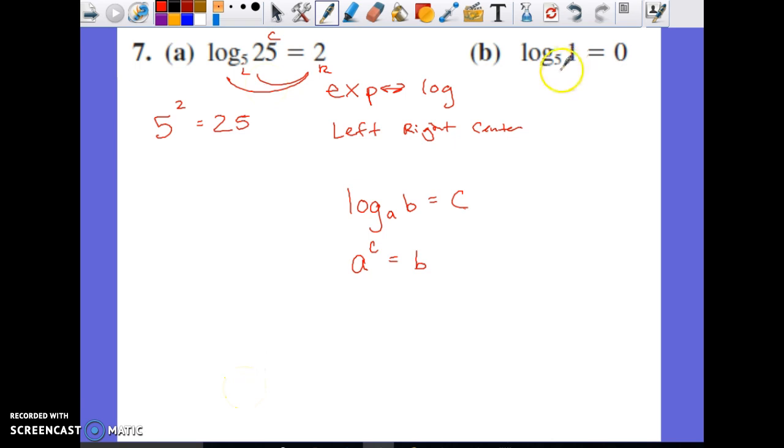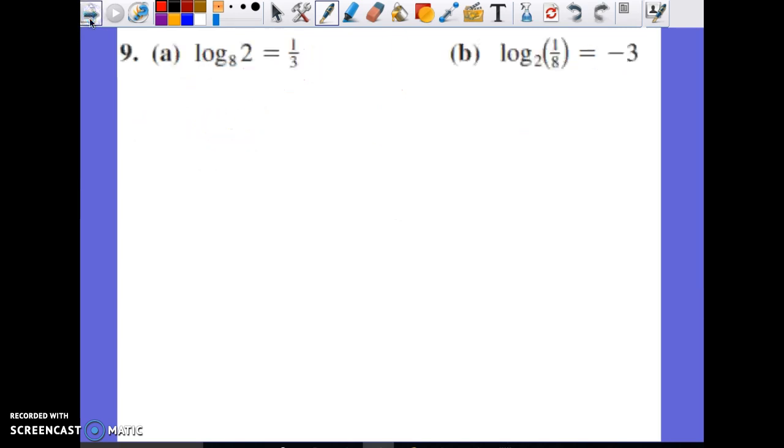So let's do one more. 5 to the 0 equals 1. Okay? 5 to the 0 equals 1. And that's a true statement. That's all we're doing is rewriting. And then eventually I'd like to be able to take something like this and put it in logarithmic form. But right now, this is really what I want you to focus on. Okay, go ahead and take a second, try these on your own, pause the video, play it when you're ready.